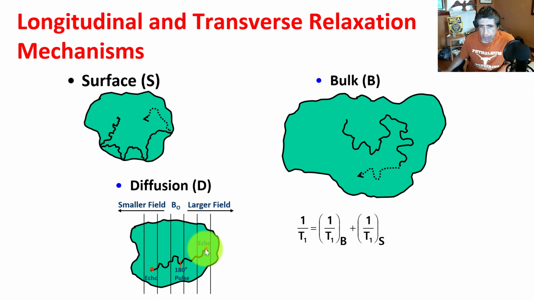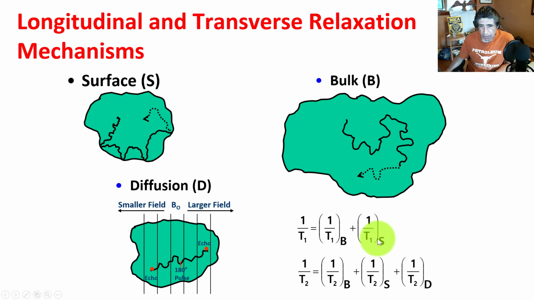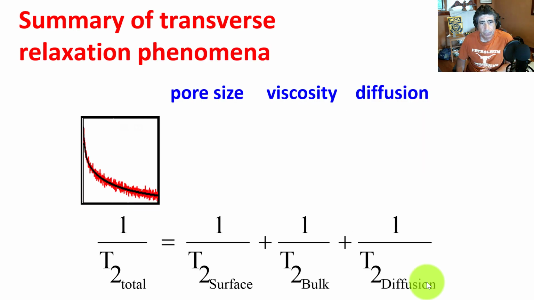So while the polarization time is governed by the fluids and by surface effects as shown here, the transverse relaxation is governed by three properties. One is the fluid itself, which we call the bulk, the surface effect, and the diffusion effect. So what we do is we measure the times of decays, and then we try to separate the effects due to the fluid and the effects due to the surface and the effects due to the diffusion. So here is a summary of what I just said about transverse relaxation phenomena.